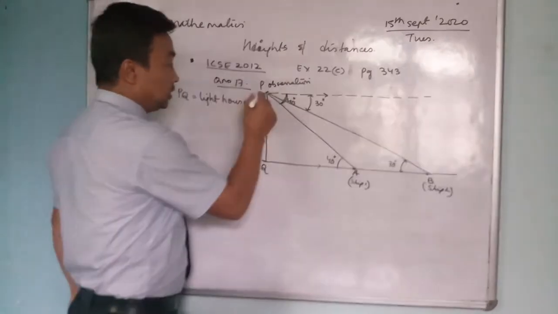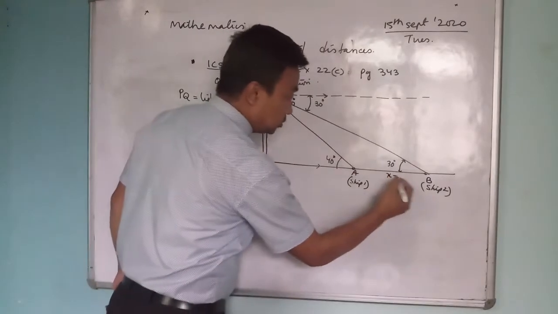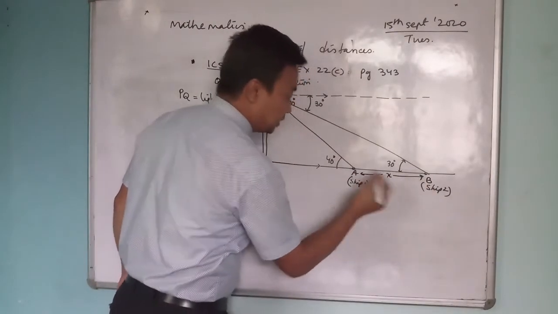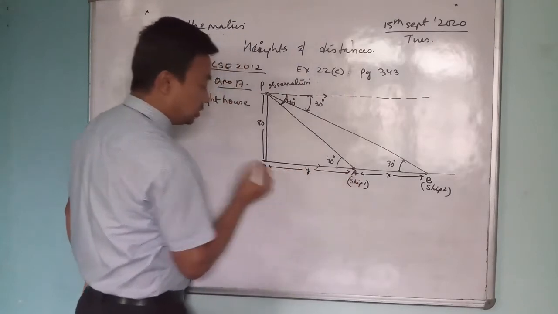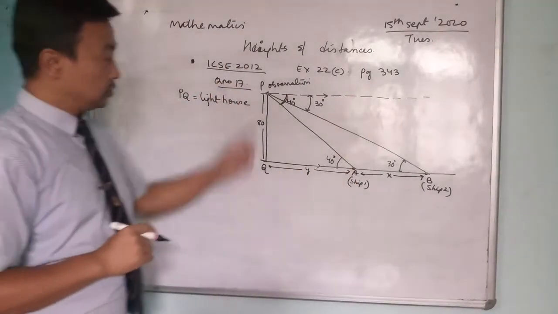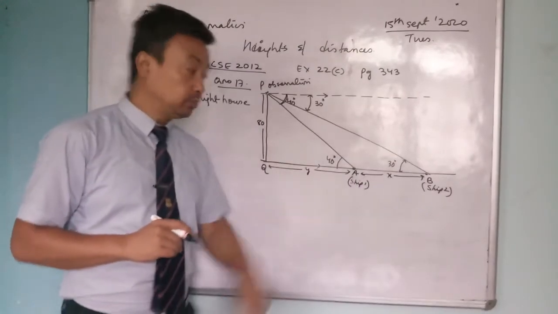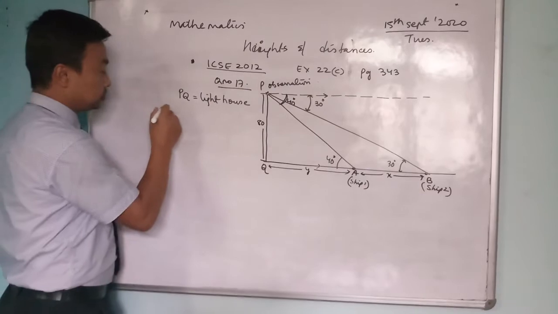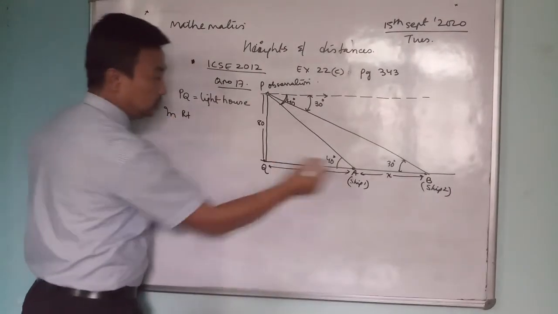So this is your perpendicular. Let the distance between the two ships be x. You can give it any name. Let the distance between the first ship and the lighthouse be y. So you now have to take out two right angle triangles, use the trigonometric table and solve it. In right triangle PQA.